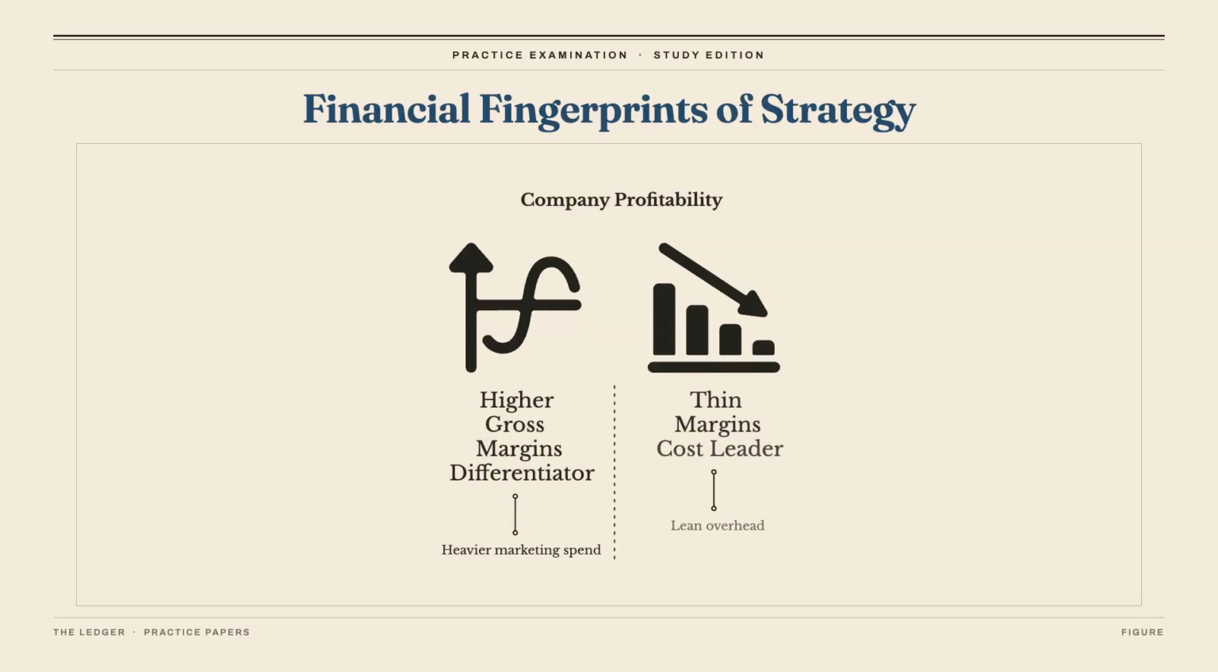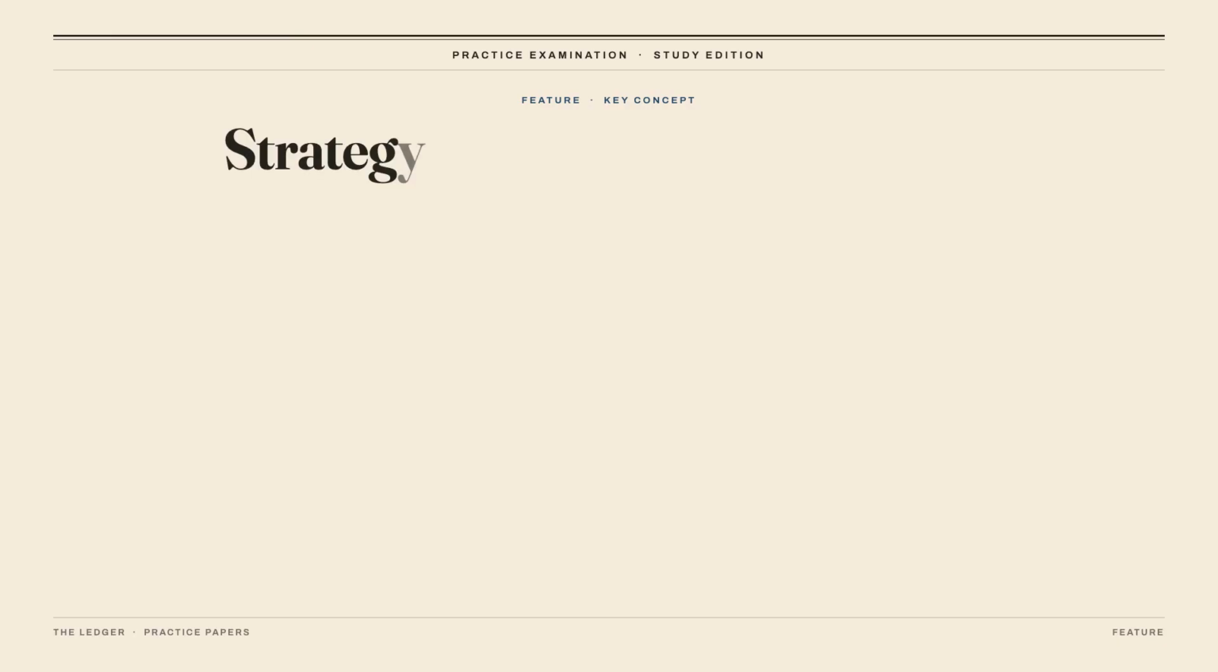Strategy leaves fingerprints in the numbers. A differentiator should show healthier margins, heavier marketing spend, and slower inventory turnover. A cost leader should show the opposite: lean overhead, thin margins, and fast turnover. When the claimed strategy and the financial fingerprints agree, the story holds together.